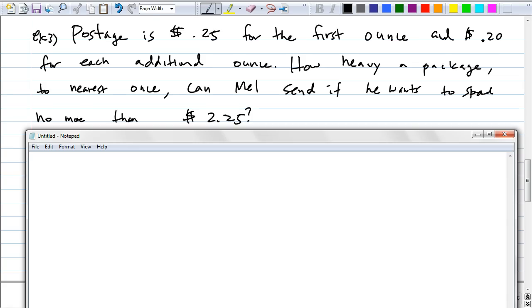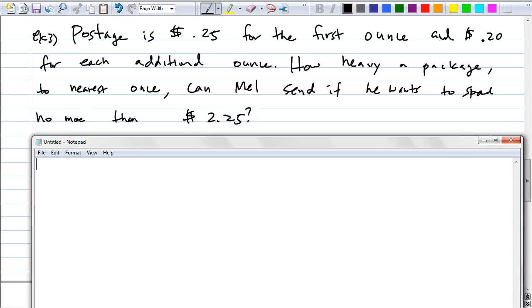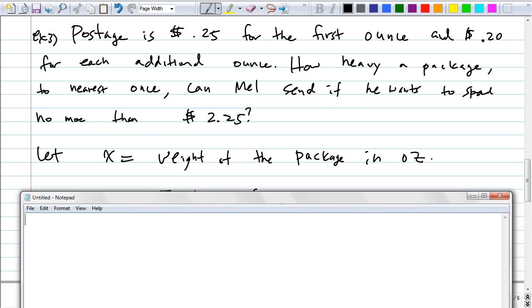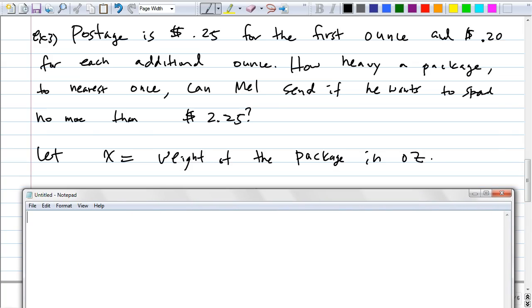So hold on, write this down. You have to actually not do it in your head. You have to do this algebraically like this. You have to use all those 5 steps. So x is the weight of the package in ounces. Who could tell me the inequality that we get?